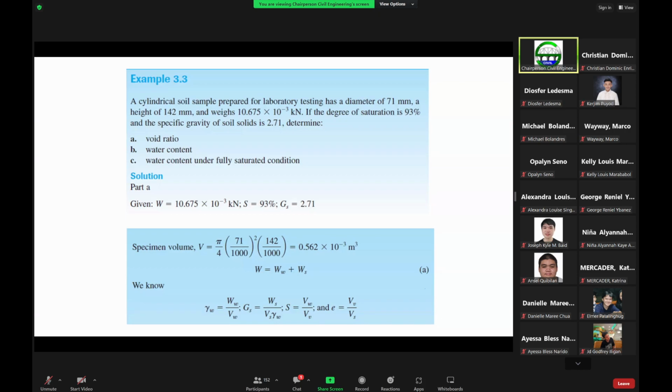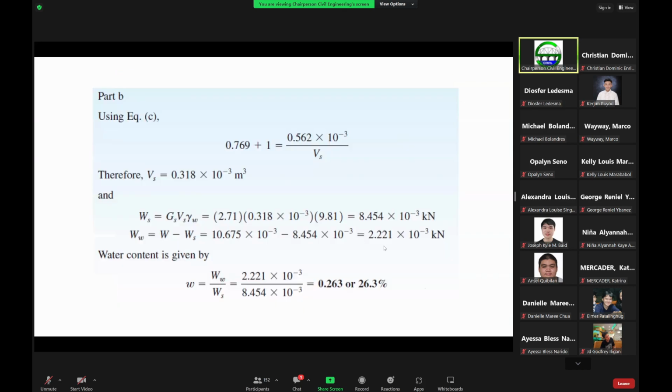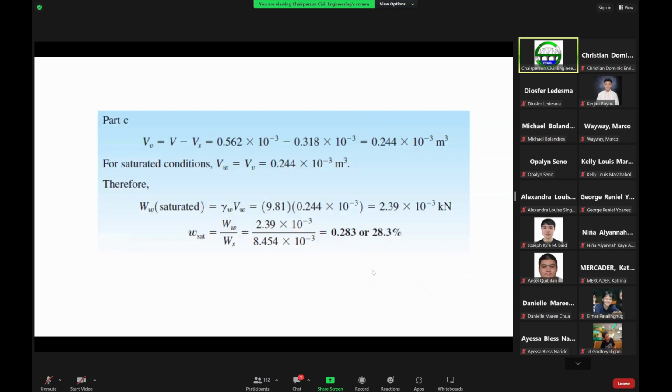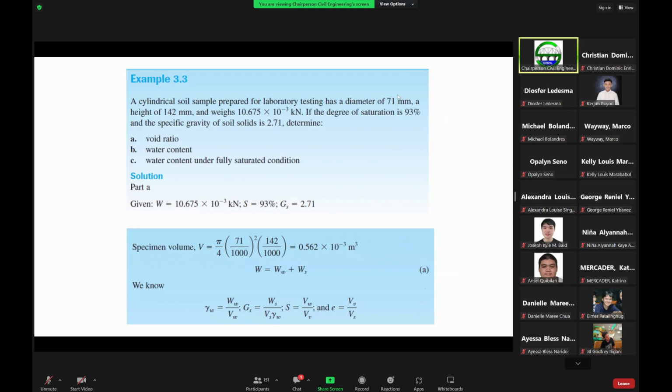So you know that even when your teacher checks it, you can be sure your answer is right here, with the 26.3 and this 28.3, because when you check, you go back to this 93% if you know the definition of the degree of saturation. So that's why it's important to understand the geotechnical terms.